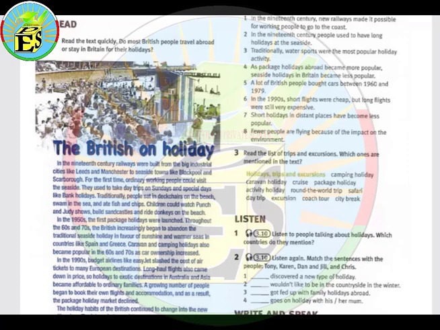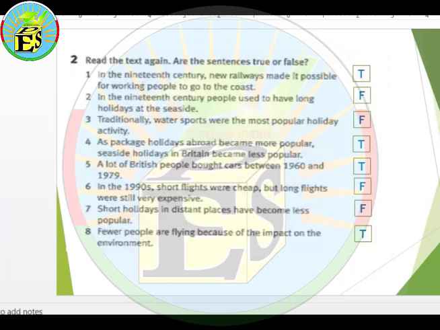Have you finished? Okay, let's check your work. Number 1. In the 19th century, new railways made it possible for working people to go to the coast. True. Number 2. In the 19th century, people used to have long holidays at the seaside.